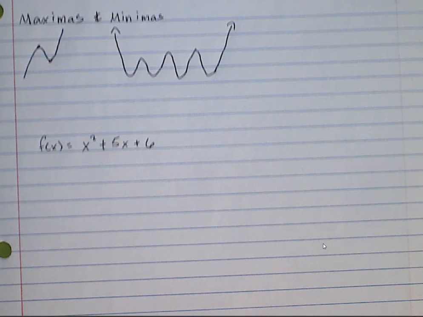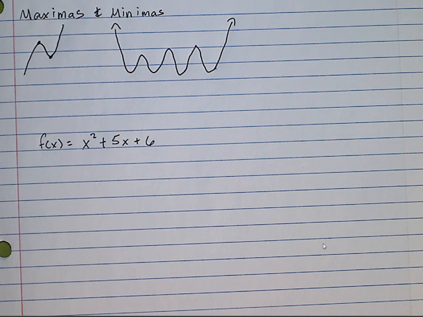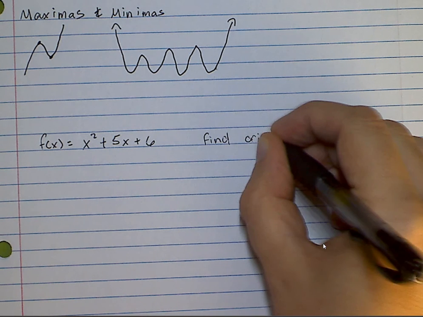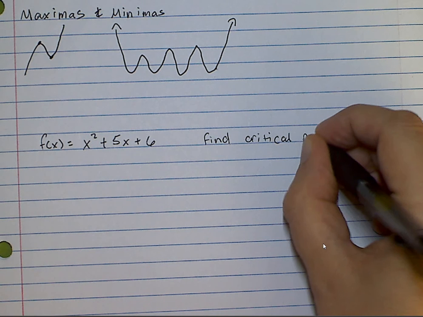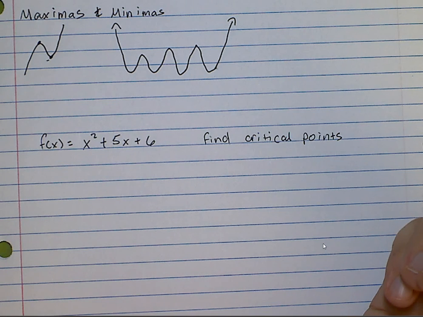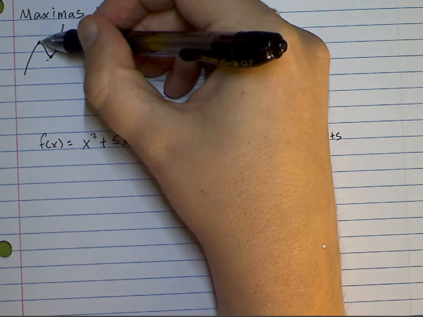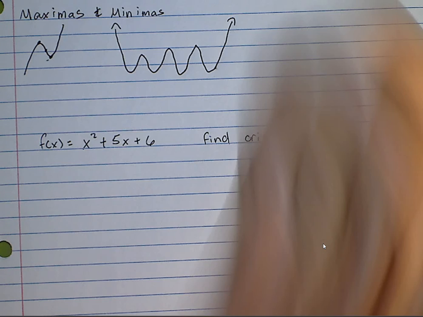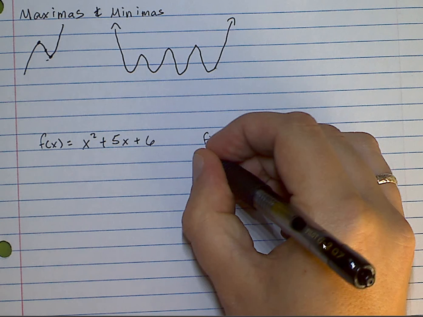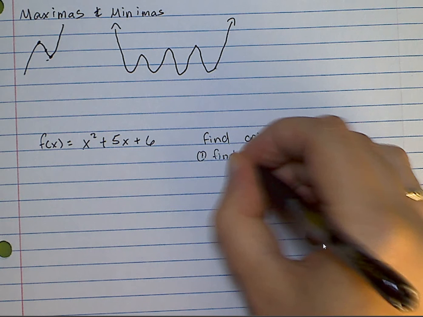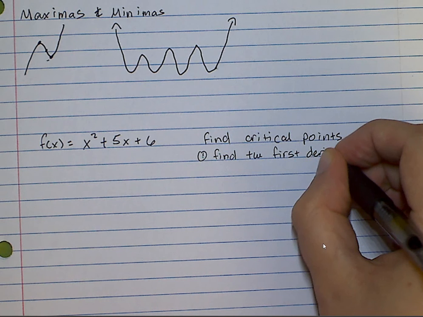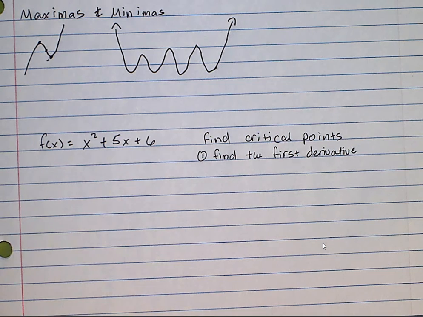So if I want to find critical points, so critical points are these maxima or minima, or what could also be known as points of inflection. And points of inflection are these turning points in between them. We talked about those a little bit last week. So to find critical points, step number 1, you're going to find the first derivative. So the first derivative of this function would be what?